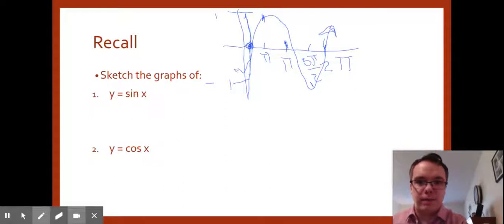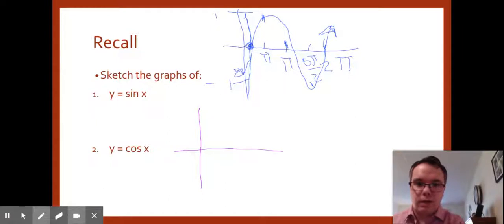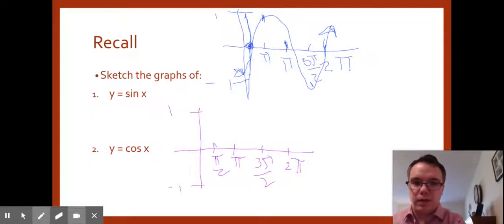And cosine, let's do cosine in purple. Our cosine graph also went to 2 pi. In the middle we had pi, 3 pi over 2 in between, and pi over 2 in between. And we also went to 1 and -1. The difference was, remember, cosine started at its max, went to 0, went to its min, went back to 0, and back up to its max.